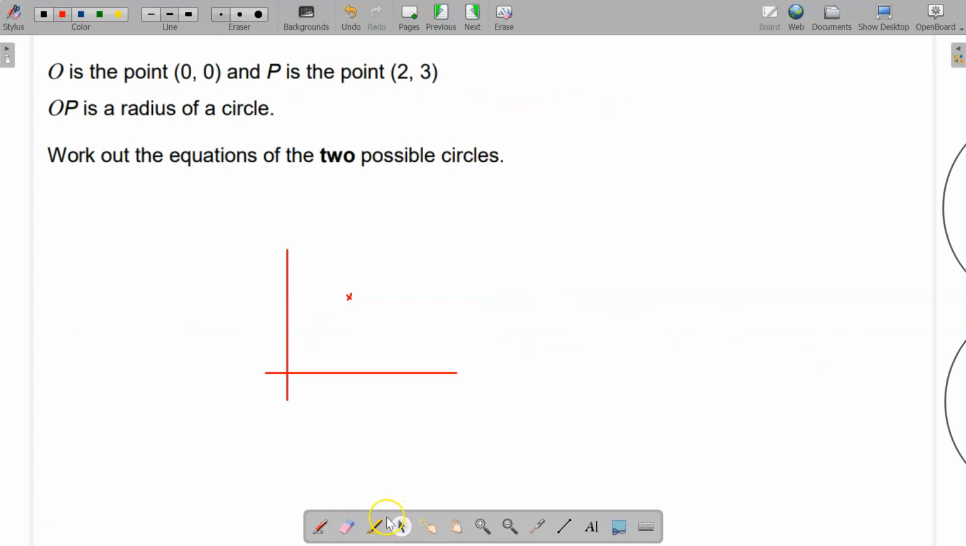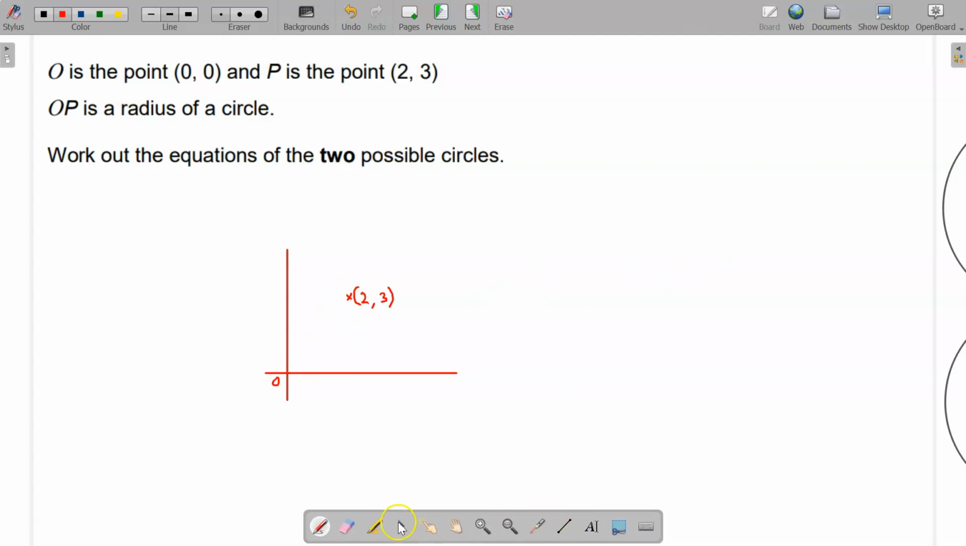Okay, this question is about the points O and P. Okay, so P is the point 2, 3. Okay, this is the point O here, the origin. This is the point 2, 3. Okay, and it's saying that OP is the radius of a circle. Now that gives us two possible options. Either the center of the circle is at O and the circle goes through the point 2, 3, or the center of the circle is at 2, 3 and the side of the circle goes through the point O.